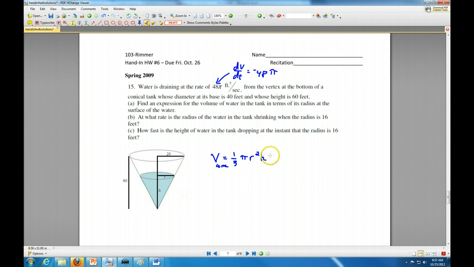And r and h are related to each other. We want the volume formula in letter A, but only in terms of the radius. We want volume as a function of r, so we need h not to be involved in this formula, and so we have to figure out how. We have to find the relationship between r and h.